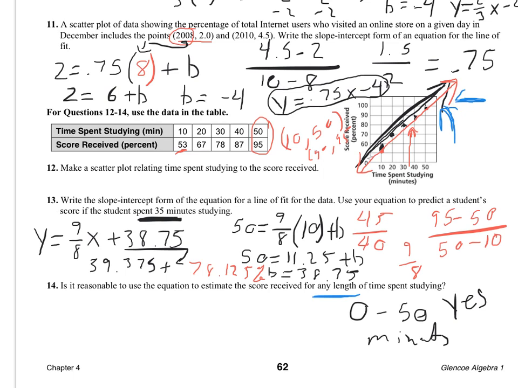So overall, is it reasonable? I would say no. You can't have scores over 100%. So eventually, no matter how long you're studying, the highest score you're going to get is 100%. So that's how I rationalize that one.